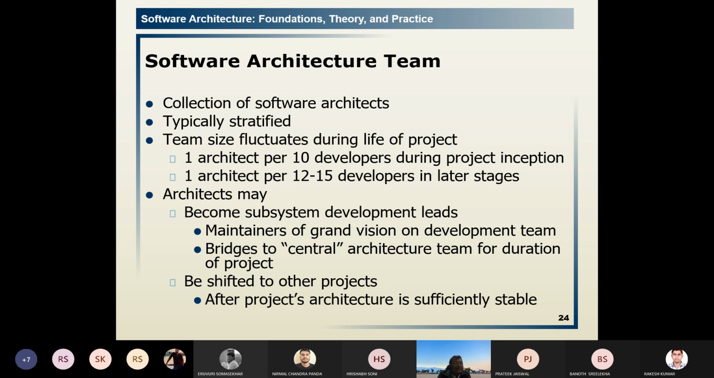Architects may become subsystem development leads. They become the lead. They become the maintainer of a grand vision. They maintain whatever vision they have. They bridge to the central architecture team. This junior level architect works as a bridge to the higher level and the lower level. And when the job is over, they may be shifted to other projects after the project's architecture is sufficiently stable.